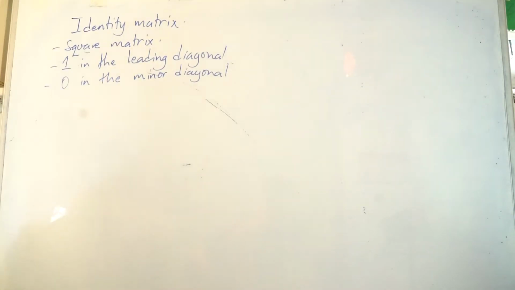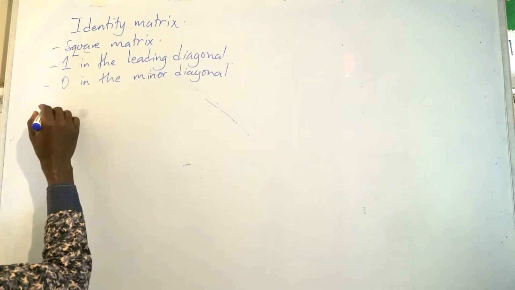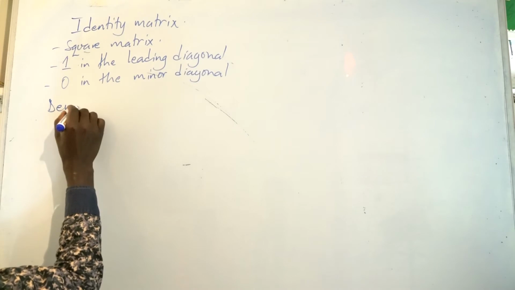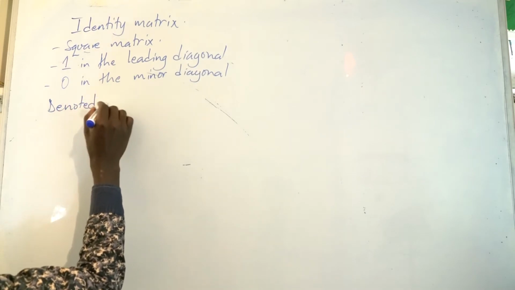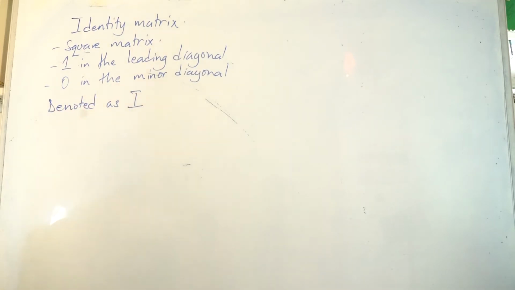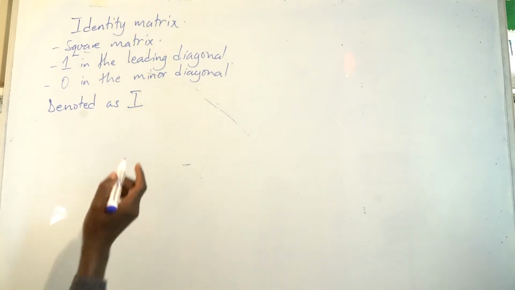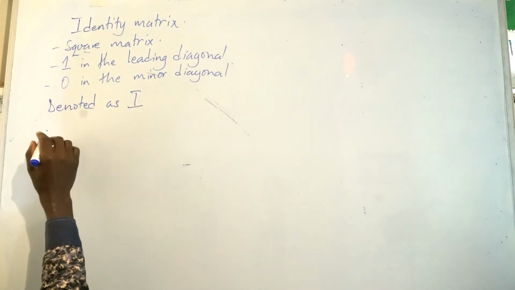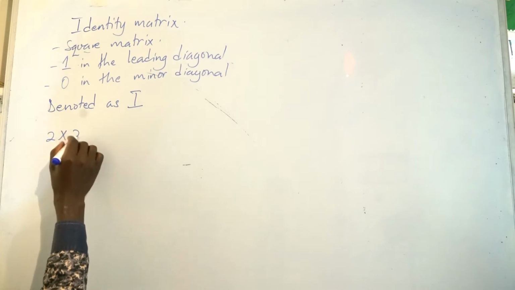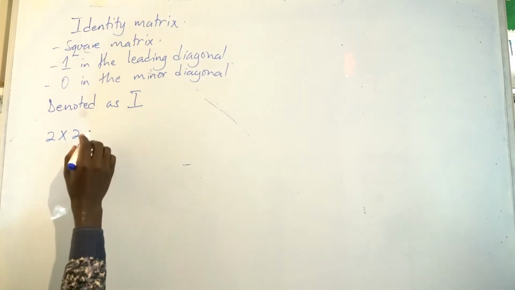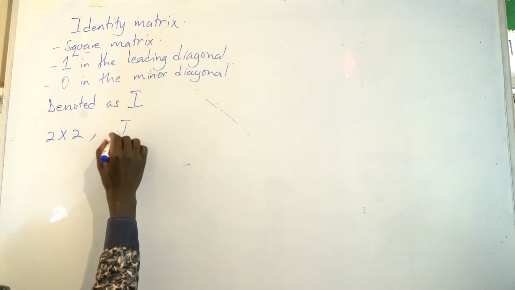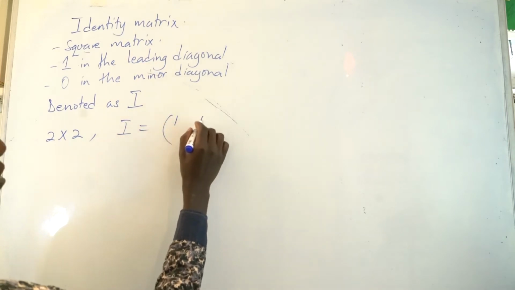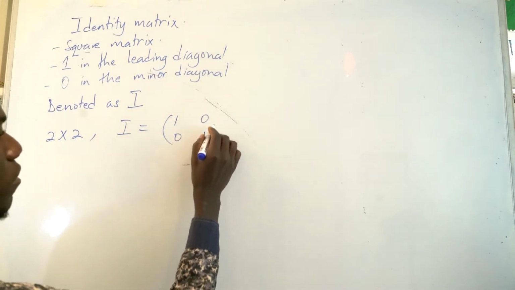So an identity matrix is a square matrix having 1 in the leading diagonal, 0 in the minor diagonal. In most cases it is denoted as capital I to mean our identity matrix. So if it is a 2 by 2 identity matrix, it is having 1, 0, 0, 1.